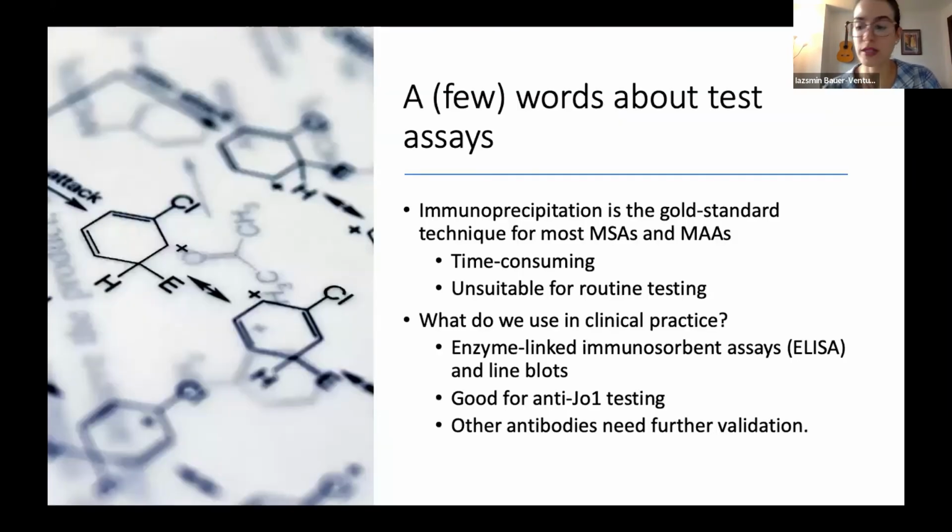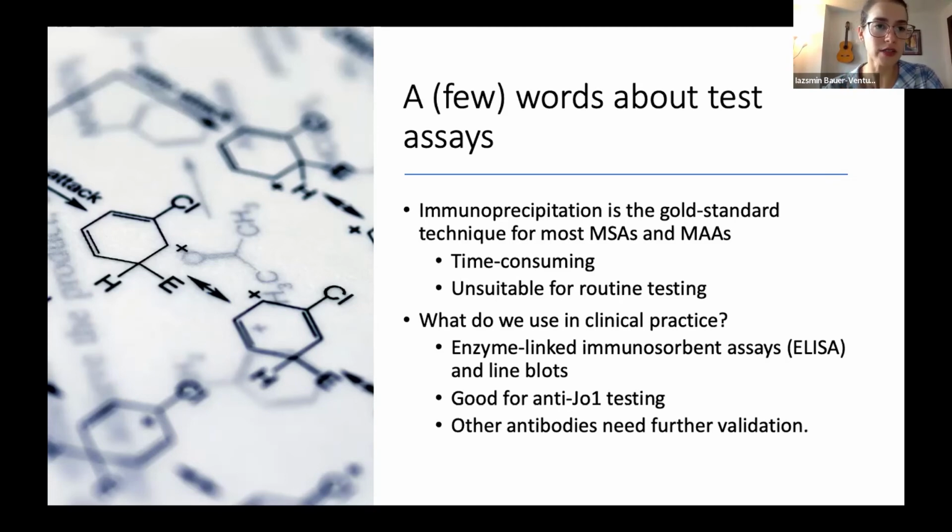Okay, a few more words about antibody testing. Immunoprecipitation is the best way to test them. It's our gold standard technique to check for myositis-specific and associated antibodies. However, it's extremely time-consuming and is really unsuitable for routine testing. So in our regular practice, we use other techniques, usually ELISA and line blots.